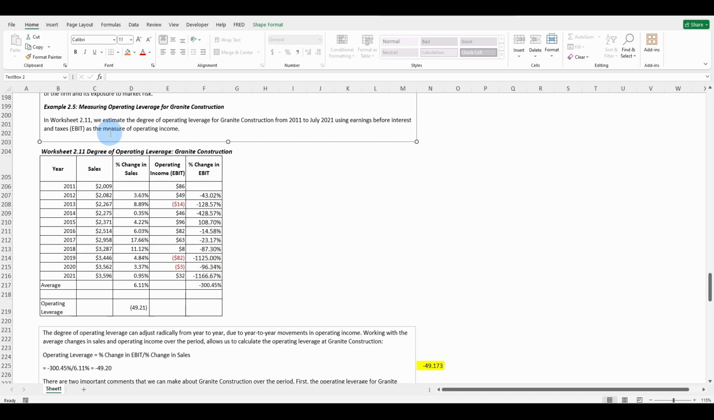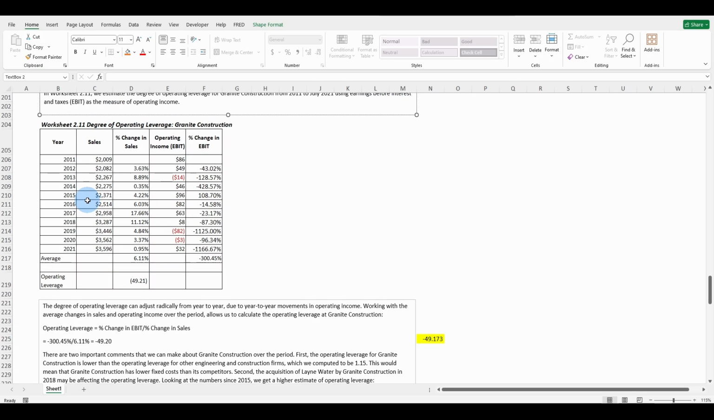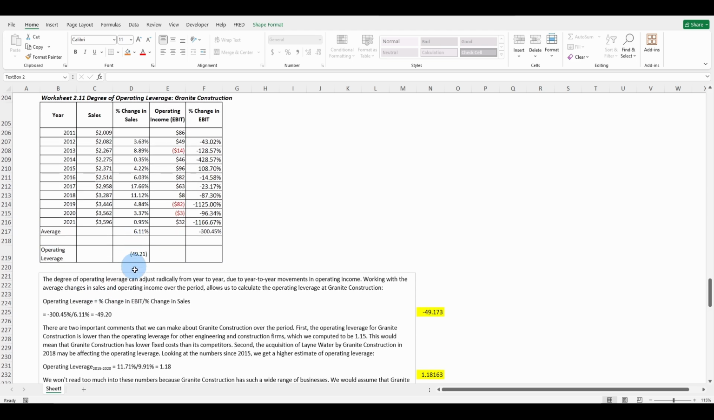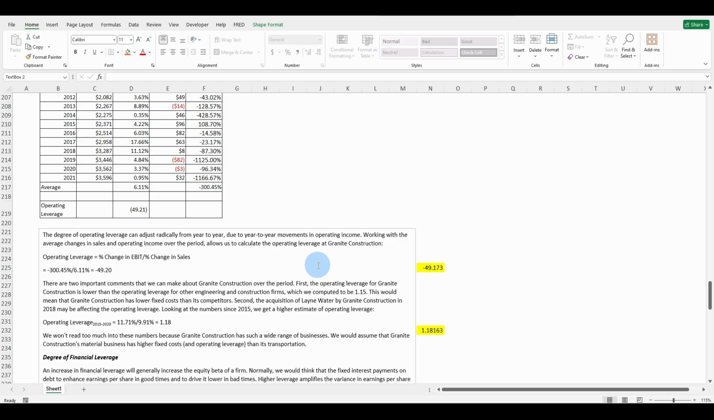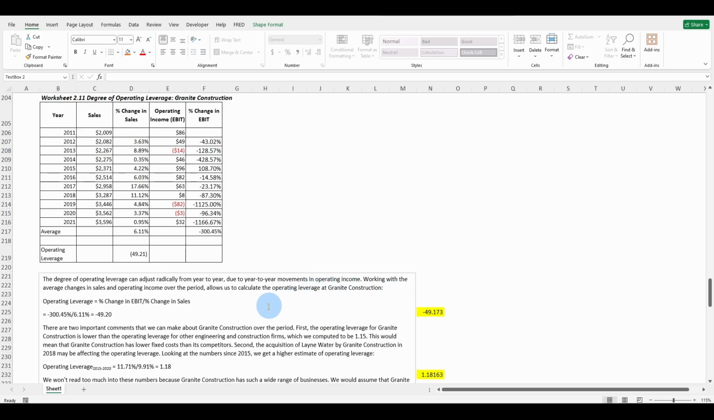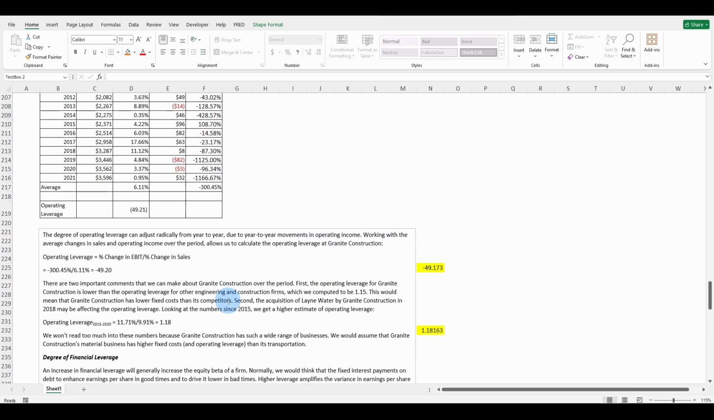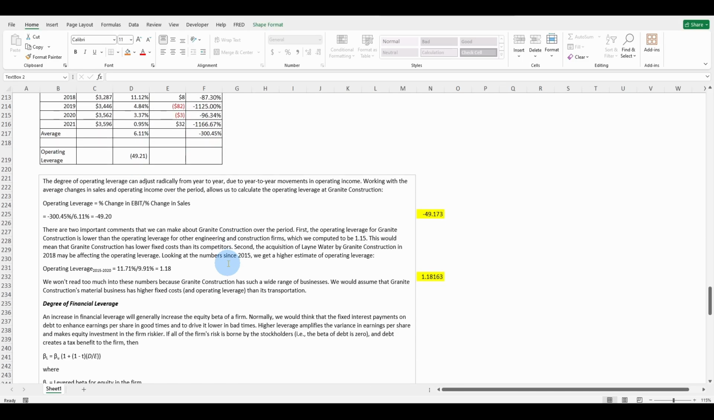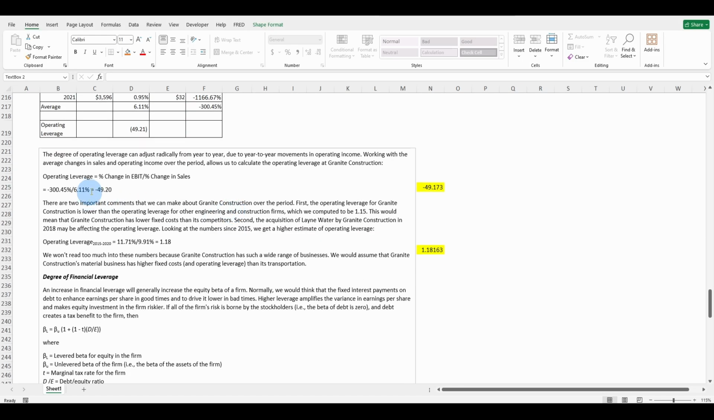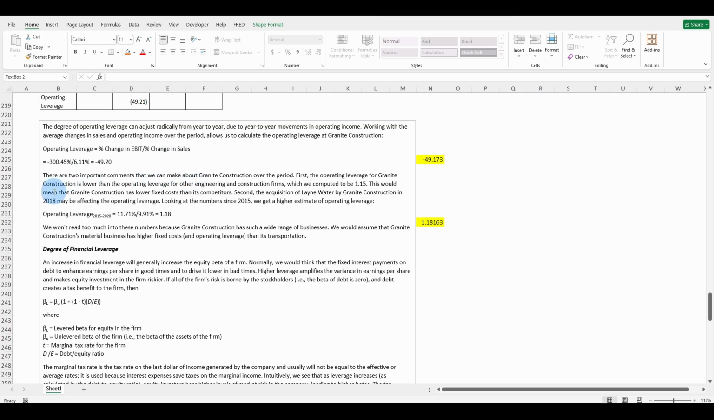Measuring operating leverage for Granite Construction. In Worksheet 2.11, we estimate the degree of operating leverage for Granite Construction from 2011 to July 2021 using earnings before interest and taxes as the measure of operating income. The degree of operating leverage can adjust radically from year to year due to year-to-year movements in operating income. Working with the average changes in sales and operating income over the period allows us to calculate the operating leverage at Granite Construction. Operating leverage equals percentage change in EBIT over percentage change in sales, negative 49.2.